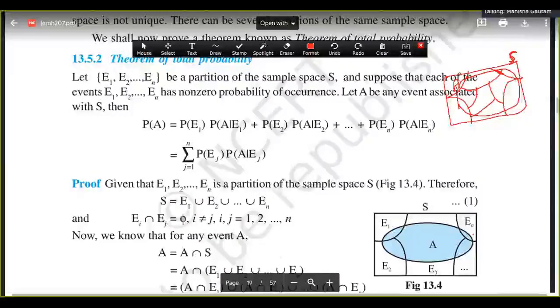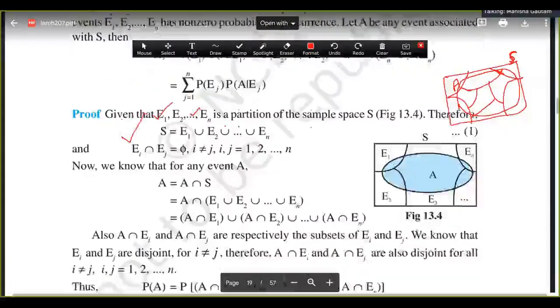Now, how do we get the probability of A if E1, E2, E3, up to En are there in the sample space? This is the formula to calculate it: probability of E1 into probability of A if E1 happened, plus probability of E2 into probability of A if E2 happened, and so on up to n. This is the formula to get the total probability. Now we will use this total probability formula to derive Bayes theorem.